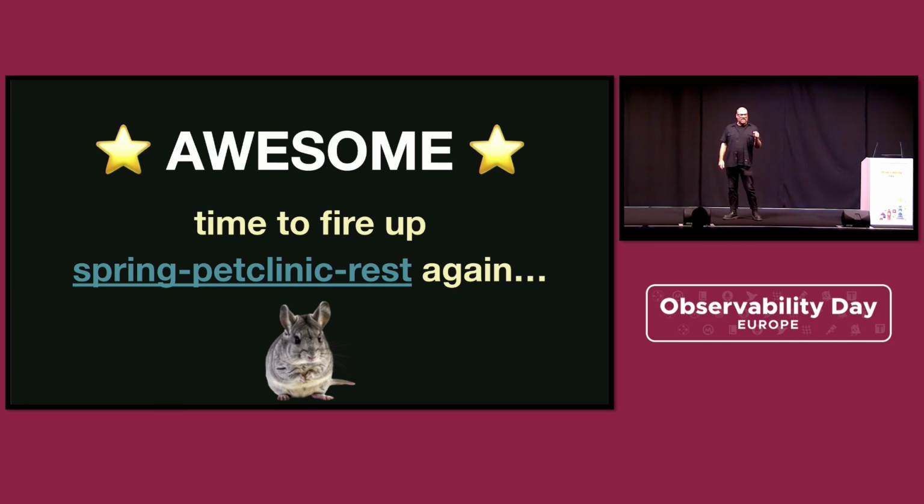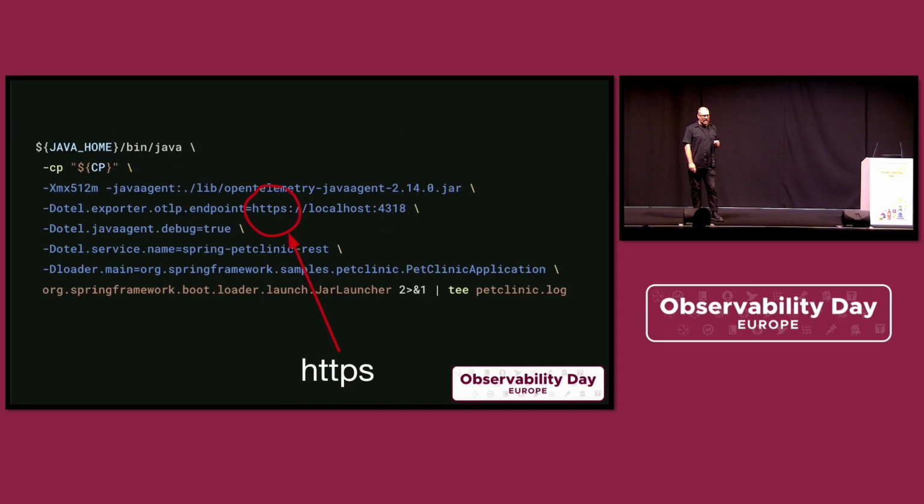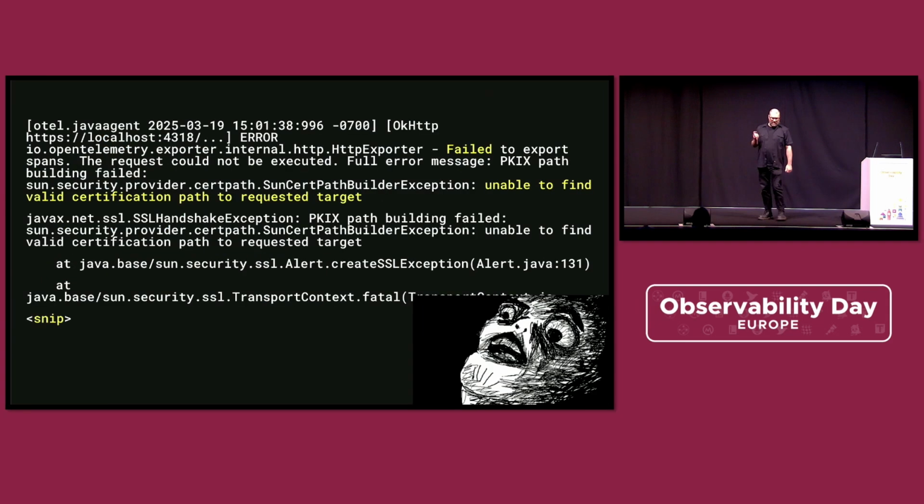Let's try it again. We go back to Pet Clinic, we're going to fire this up, and see what that connection looks like. We need to change our Java side, and it's a one-character change. We change our OTLP endpoint from HTTP to HTTPS. Awesome. And then Java does what Java does, and it shows you a stack trace. And then you're like, no, I just want it to work. I just want to talk SSL to TLS to this thing.